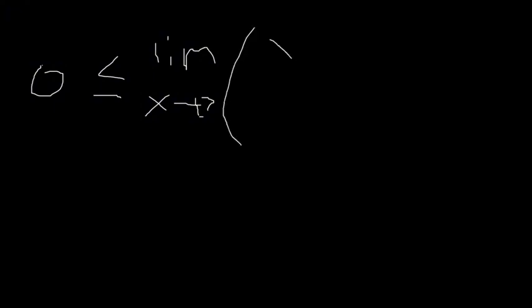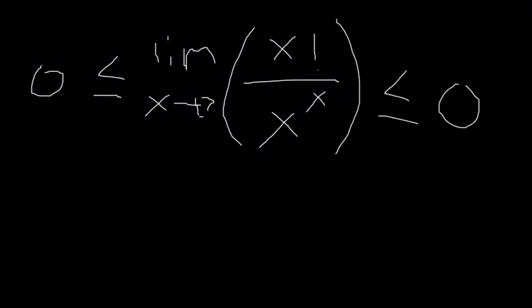Hence, in conclusion, we have 0 less than or equal to the limit as x tends to infinity of x factorial all over x to the power x, which is less than or equal to 0. Hence, this limit tends to 0 from the lower and upper bound. Guess what? We come to the end of this amazing video. Bye.